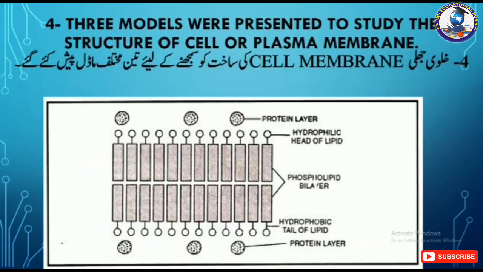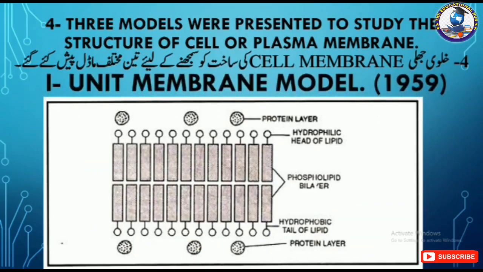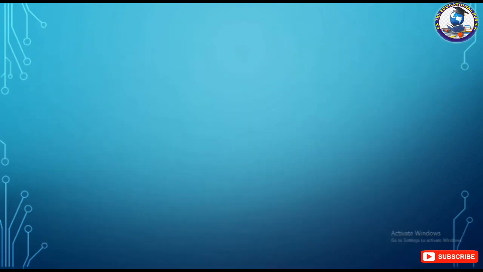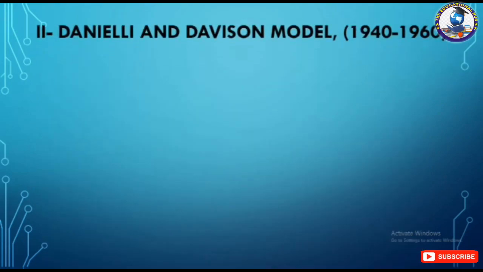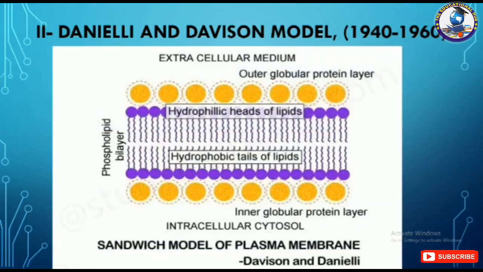Three models were presented to study the structure of the cell or plasma membrane, in which the first model proposed was the unit membrane model. It was presented in 1959 by Robertson. The second model was proposed by Danielli and Dawson. It is known as the Danielli and Dawson model during the 1940s to 1960s.